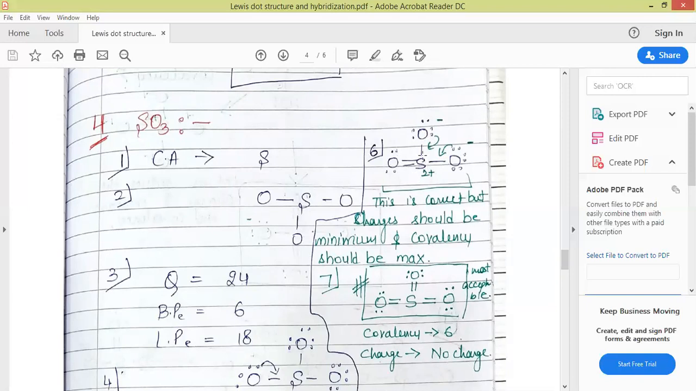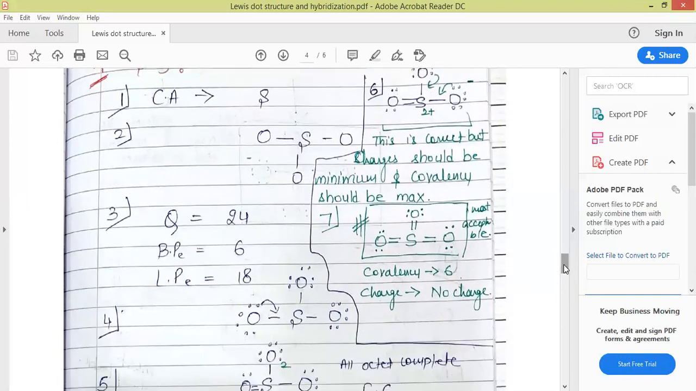So it will tend to achieve its maximum covalency, and will shift one lone pair from each oxygen. What will happen is, each oxygen will be doubly bonded to sulfur. Now sulfur has 12 electrons, that is 4 more electrons than the octet. Octet for corner atoms is complete. Covalency of sulfur has been achieved to be maximum, that is 6.